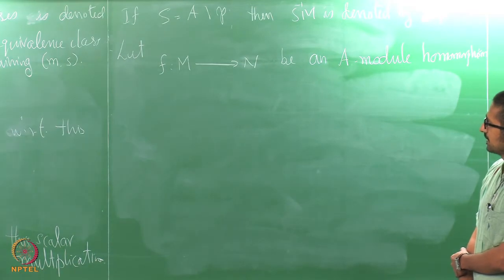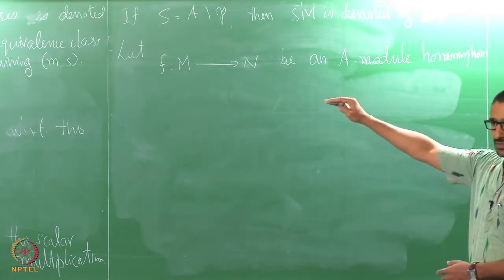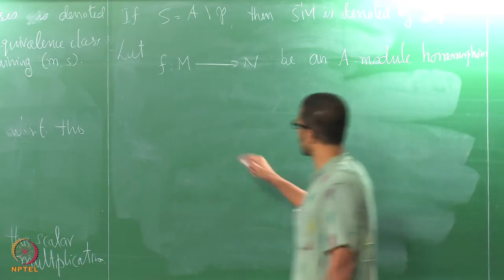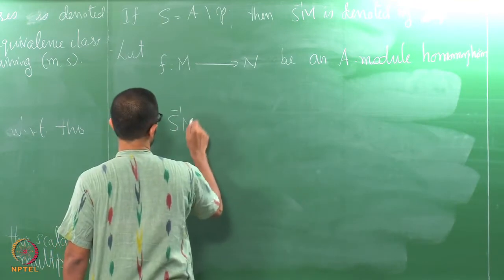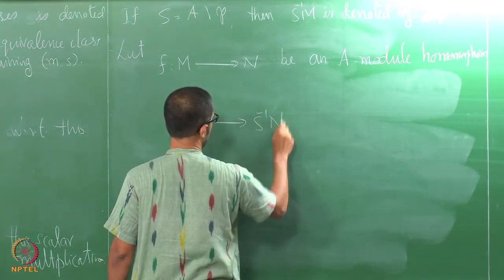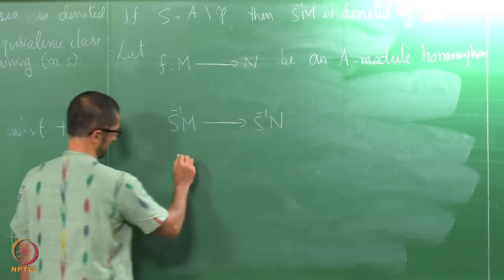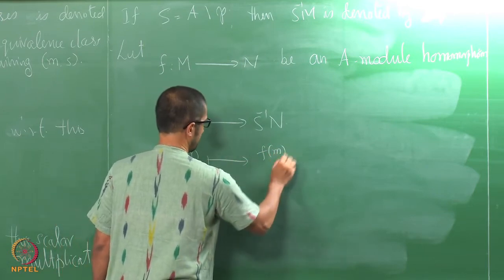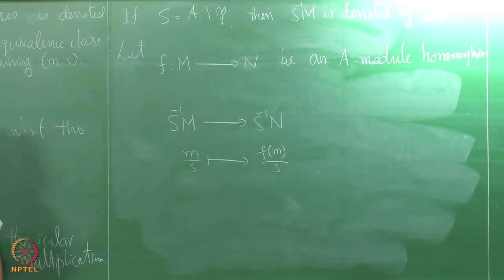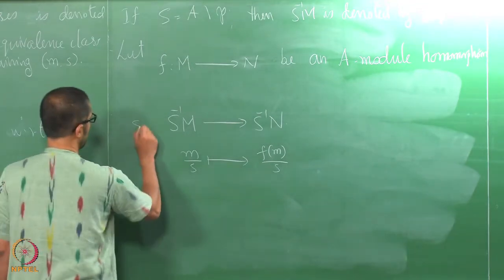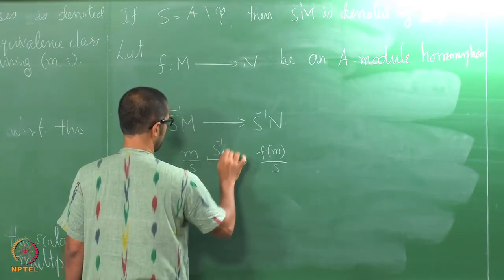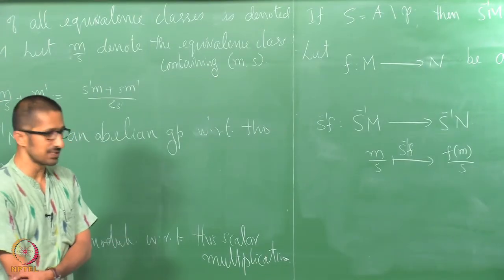Can you think of this map inducing a map on the localization? Can we think of a map from S inverse M to S inverse N? m by s being mapped to f(m) by s. So, this naturally induces a map between them. I will denote this map by S inverse f. This naturally induces a map from S inverse M to S inverse N.